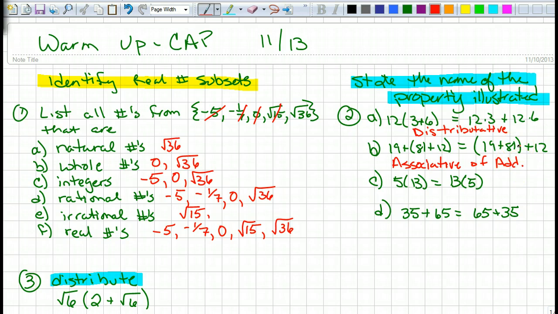C. What's happening on this one? Yeah, so really only the 5 and the 13 are changing places. Okay? So this one's going to be commutative of addition. Or not addition, multiplication. And the last one, this one's commutative of addition.